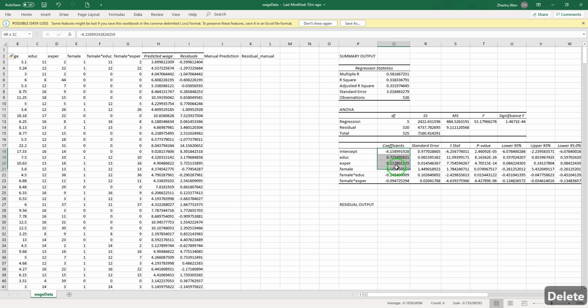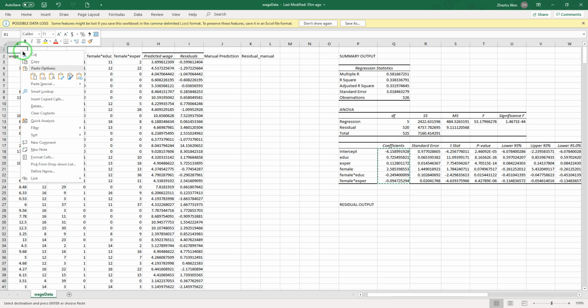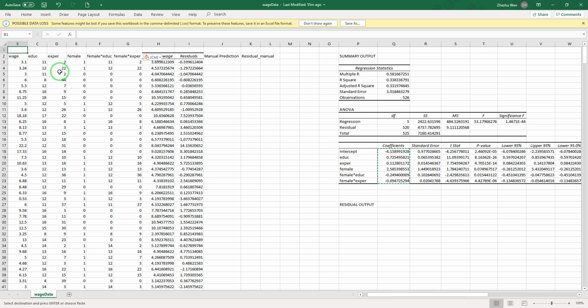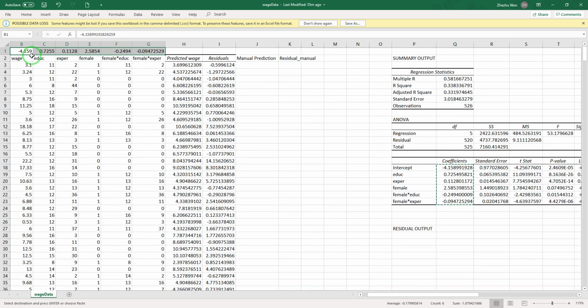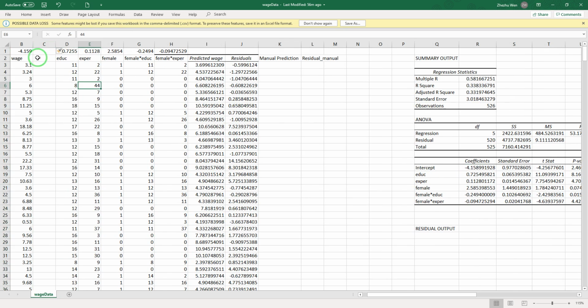So copy all of them. Okay, copy all of them and paste it here, but transpose them so that their coefficients are right above the variable name. Okay, trust me, I know what I'm doing. This one is actually the intercept, but it's okay. No, it's not okay. So we're going to insert it. I'm going to do it like this.